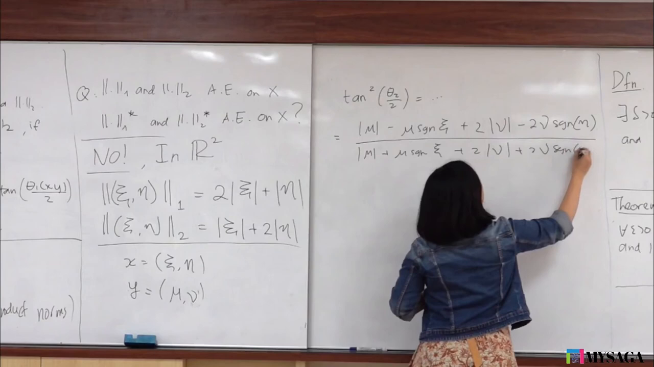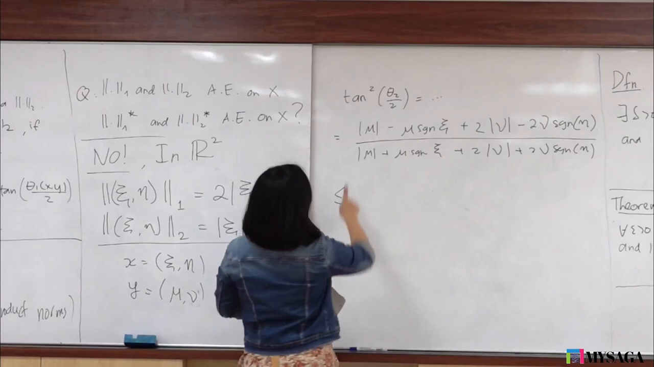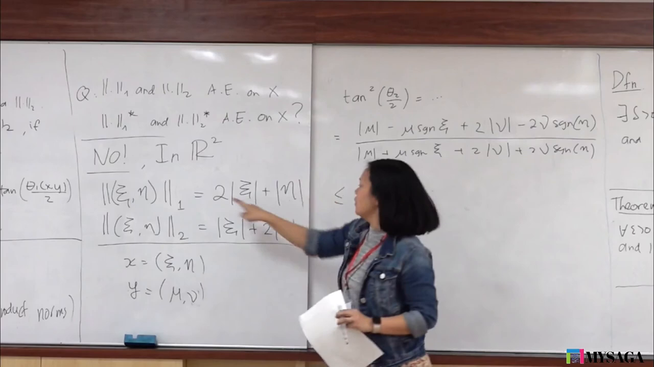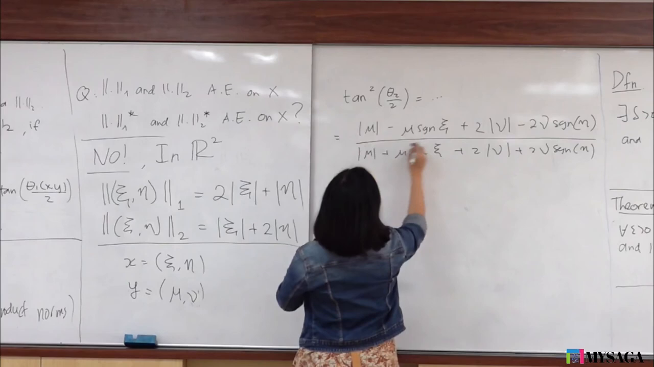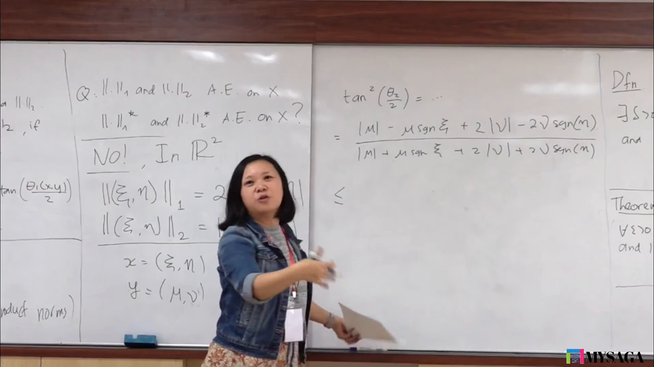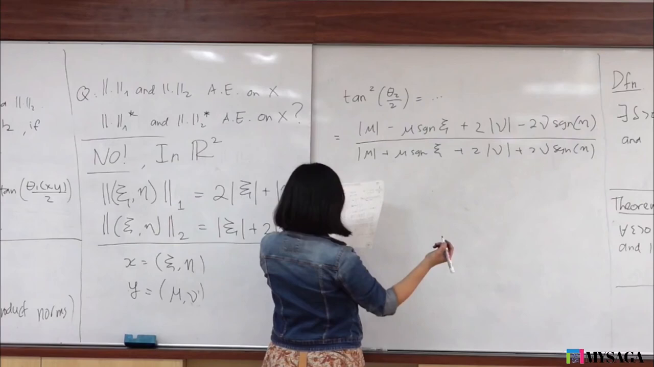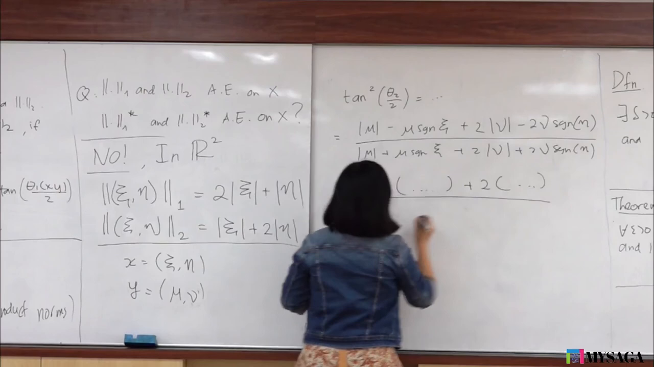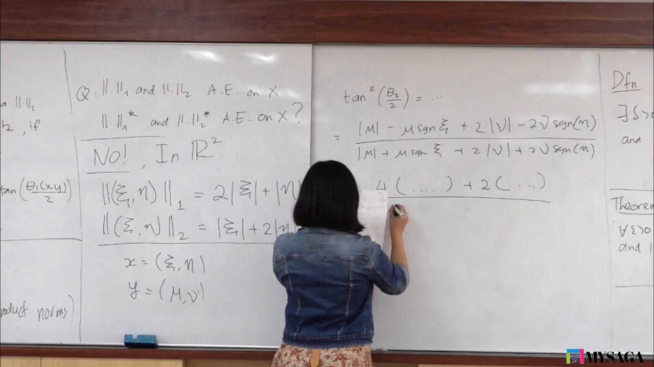Now, I want 2 here and 1 here, right? I want 2, 2, 1, 1, so that I can write it as tangent square theta 1 over 2, because these two only differ by the coefficient. If you look at this term, because of how it's constructed, there's a mu times something that is maybe 0, maybe 1, maybe negative 1. This is not negative, so I can increase that by 4, I think. Yes. Increase that by 4. So I have 4 of something plus 2 of something divided by, here I'm going to leave this one, and then I decrease this to half.